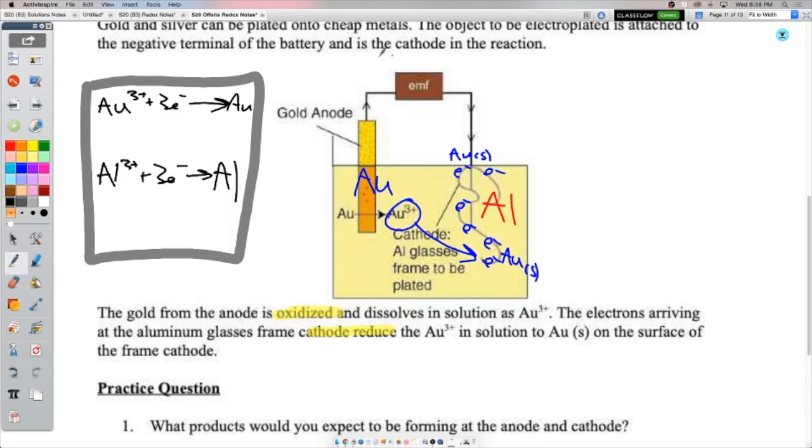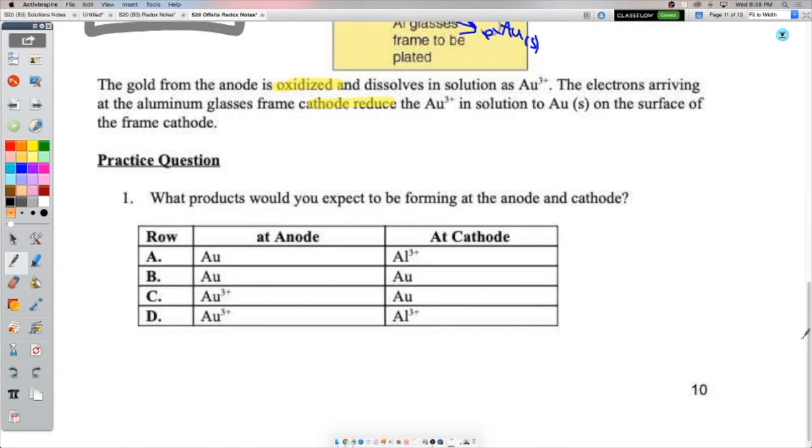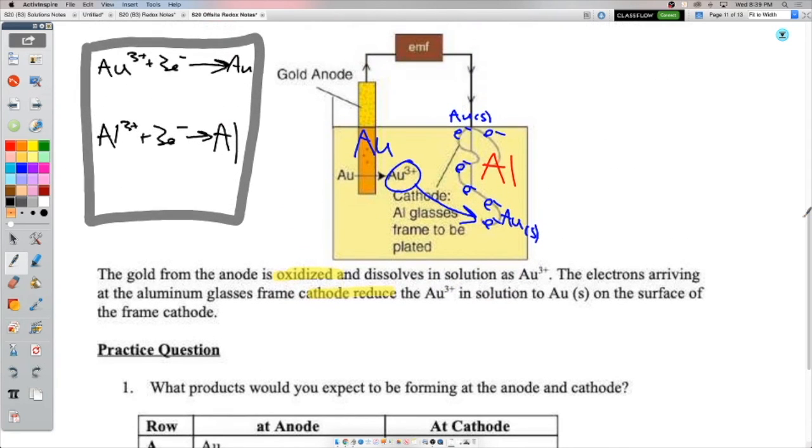Now, I know I said rechargeable batteries is a big application. It absolutely is, but I thought this was a cool one to show you as well. We force the electrons to go and we do it in the same solution. So again, what products would you expect to be formed at the anode and cathode? Nothing changes when deciding the anode and cathode.